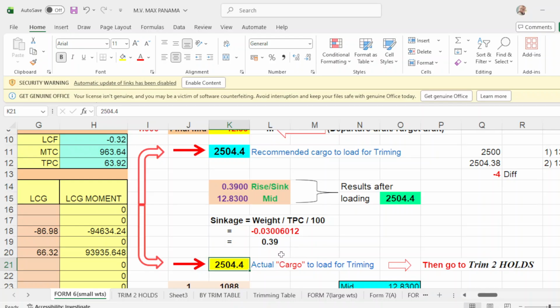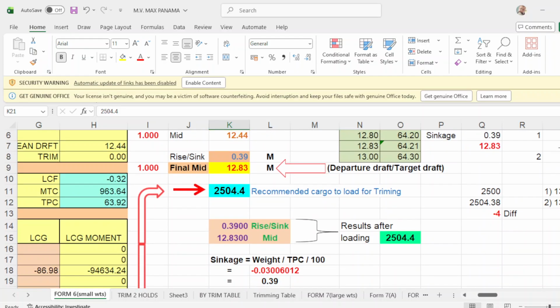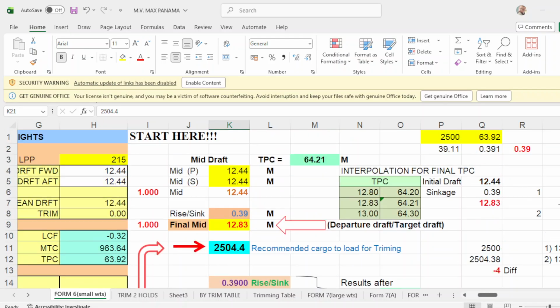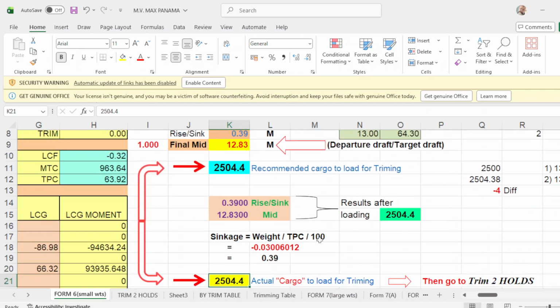Okay, let's go back to the 2,500. This is another way of getting the sync gauge: weight divided by your TPC, divided by your 100. So what is your weight? For example, your weight is 2,500. Divide it with your TPC. Your TPC is 6421. Then divide by 100. Then you will have sync gauge of 39, which is the same here.